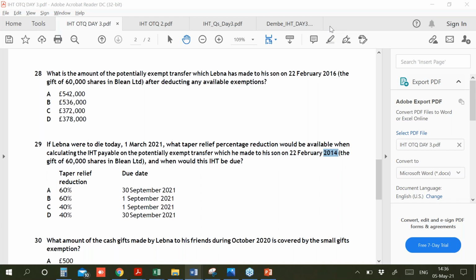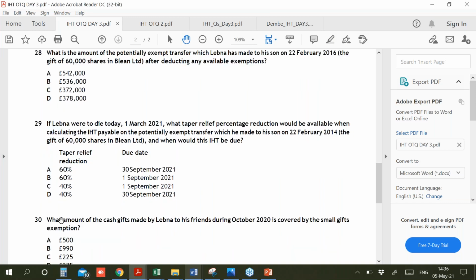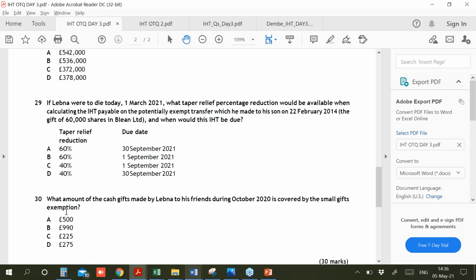Now, what amount of cash gifts made by Lebna to his friends during October 2020 is covered by the small gifts exemption? I'll stop here and ask you, can you tell me what the amount of small gift exemption available is?